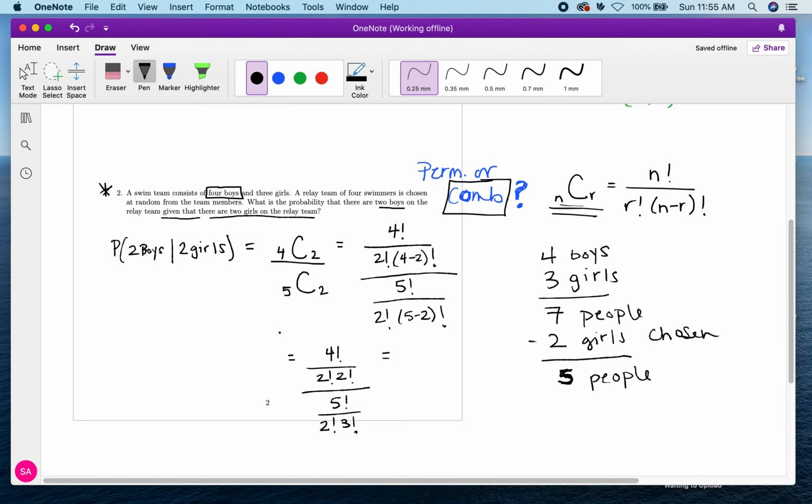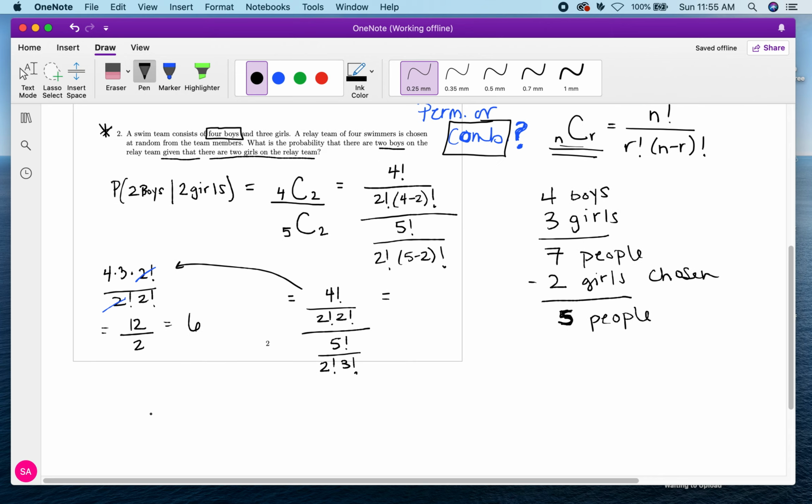And then I like to do some cancellation. Let's go ahead and deal with these one at a time. So for the 4 factorial, I'm going to peel off numbers until I get to a 2 factorial, because then I can cancel one of those out. So we have 4 times 3 is 12, and 2 factorial is just 2 times 1. So we actually get 6 for the top number.